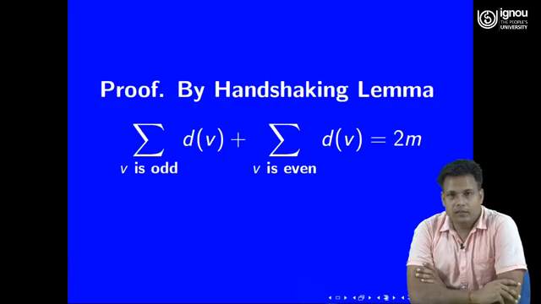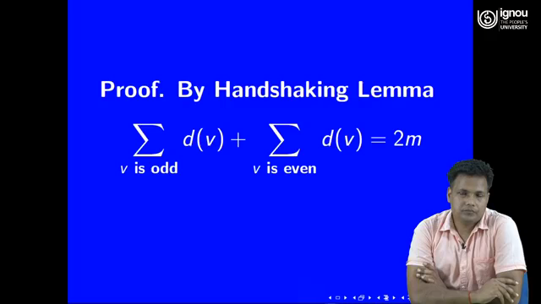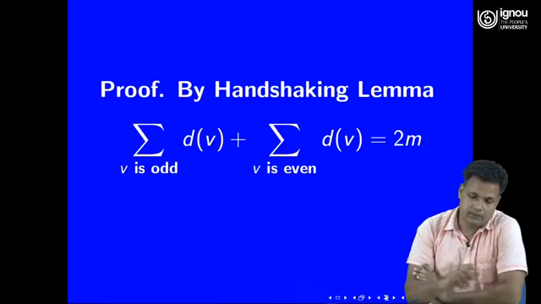So still the sum is twice the number of edges. Now look at the right hand side: we have an even number, and hence the left hand side must also be even. But if you look at the second quantity, the sum of dV where V is an even vertex, this quantity is an even number because dV is even, and hence the quantity sum dV where V is odd must be an even number, right?